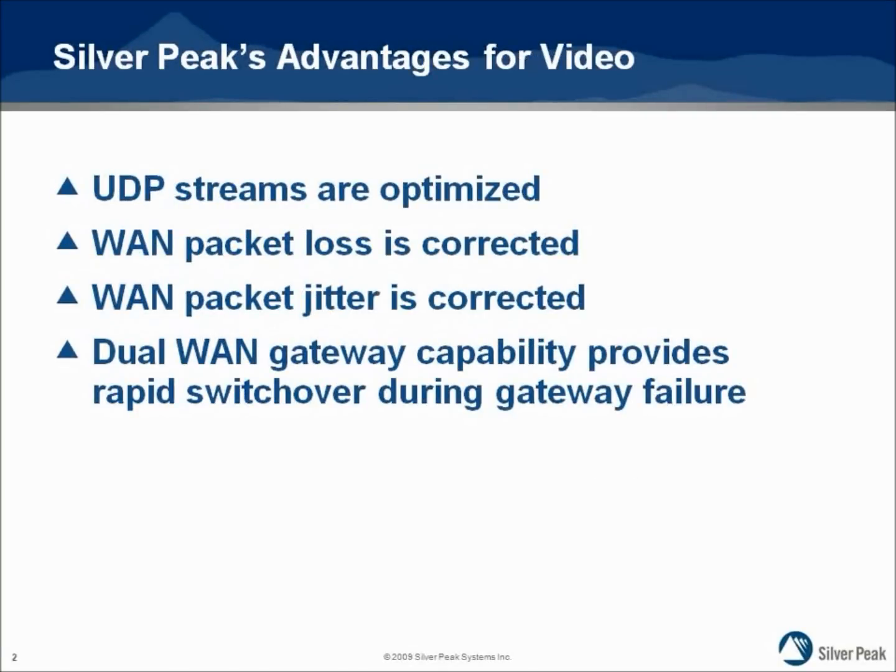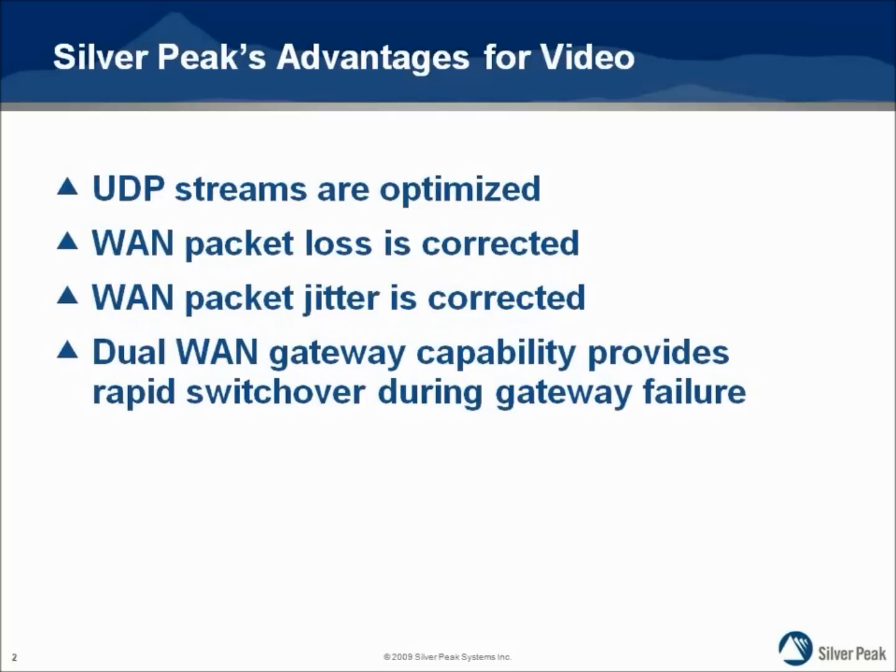Silverpeak appliances provide several benefits for video streaming across the WAN. Streaming via UDP is optimized by network memory and other compression capabilities of the appliance. For a WAN which causes packet jitter and loss, the network integrity capabilities will help overcome these problems. And finally, the dual gateway configuration of the appliance provides physical redundancy and rapid switchover to handle a failure at the WAN gateway.